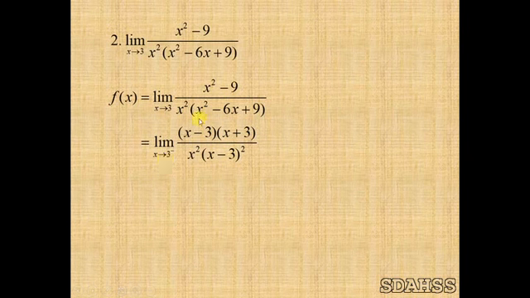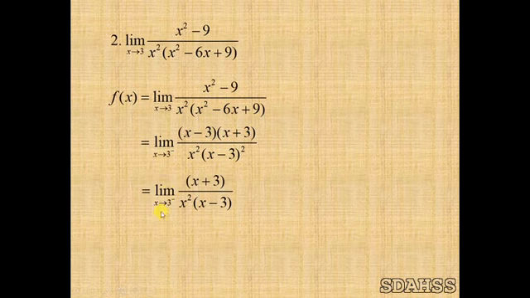x square minus 9 can be written as (x plus 3) into (x minus 3), divided by x square minus 6x plus 9, which can be written as (x minus 3) whole square. The x minus 3 cancels. So you have the limit as x tends to 3 minus of (x plus 3) divided by x square into (x minus 3). Now substitute x equal to 3. So you have 3 plus 3, 6, divided by 3 square, 9, into 3 minus 3, which is 0. Any number divided by 0 is infinity.